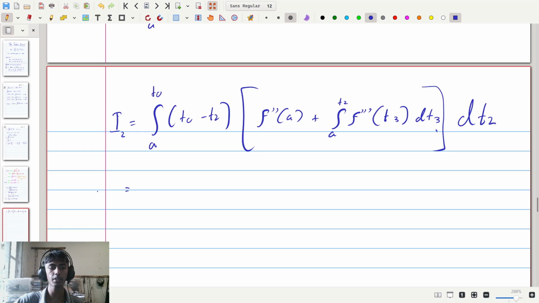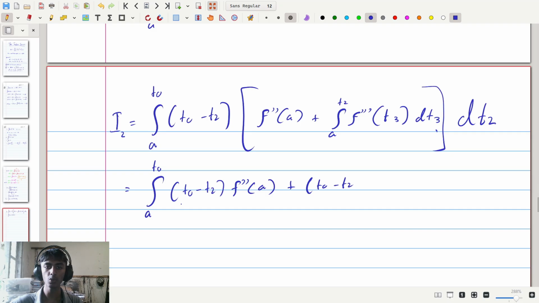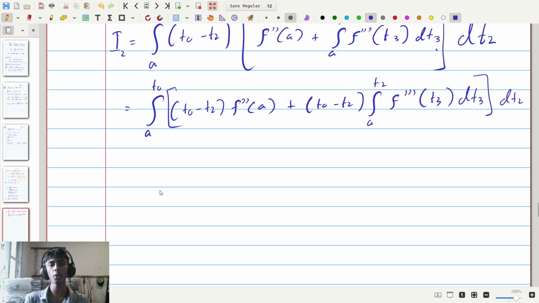Over here we're going to rewrite it one more time and then break it. Multiplying this t0 minus t2 into the 2, we have the integral from a to t0 of t0 minus t2 times f double prime of a plus t0 minus t2 times this integral from a to t2 of f triple prime of t3 dt3, and then all of this needs to be evaluated dt2. Now then we are going to break this integral into two pieces and we're going to color code them once again and solve them separately.